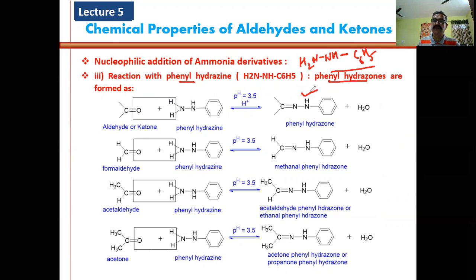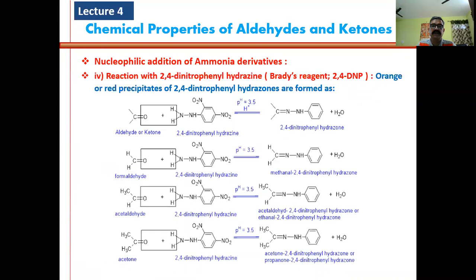We get phenyl hydrazone. If we take formaldehyde, it is formaldehyde phenyl hydrazone or methanal, IUPAC name लिखा है. Acetaldehyde, acetaldehyde phenyl hydrazone or ethanal phenyl hydrazone. Acetone, acetone phenyl hydrazone or propanone phenyl hydrazone. Both are similar reactions. There is a difference of only one substituent: in case of phenyl hydrazine, we have a phenyl group attached to the hydrazine. Next, reaction with 2,4-DNP, 2,4-dinitrophenyl hydrazine. एक स्टेप और आगे चलेंगे हम.